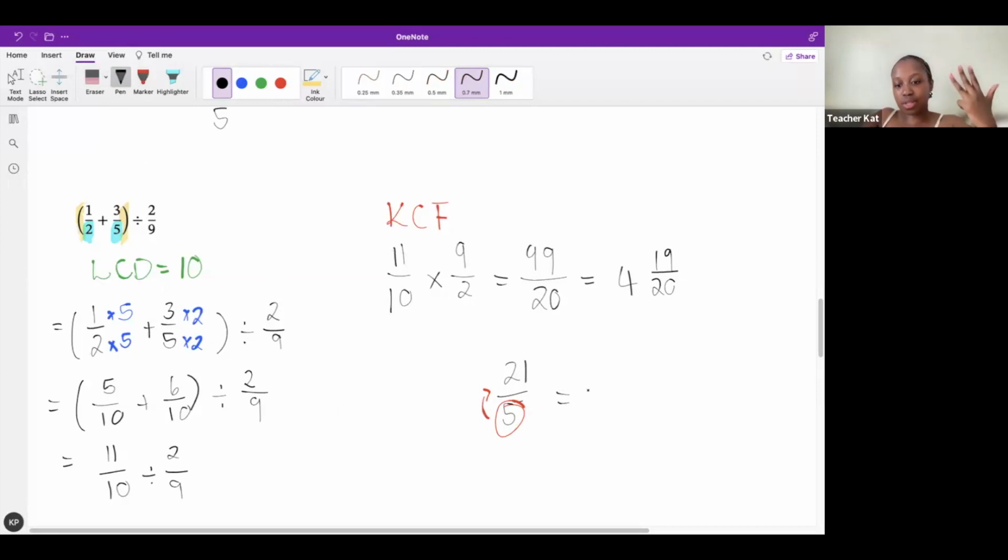That's 4 times, okay? So I'm at 20, but now I have some numbers left over that I couldn't fit into that. So if I stopped at 20, how much is left over? I have a 21 here and I stopped at 20, so how much is left over? A 1. So it's a 1 out of the 5. Do you see, Tebogo?